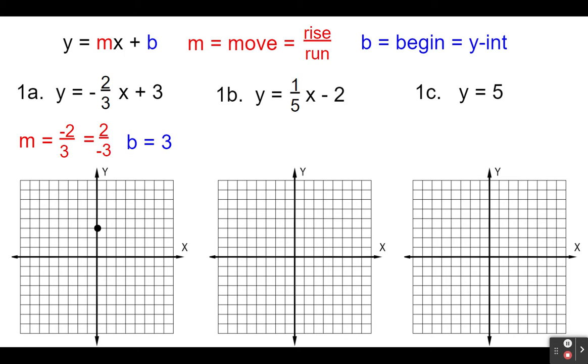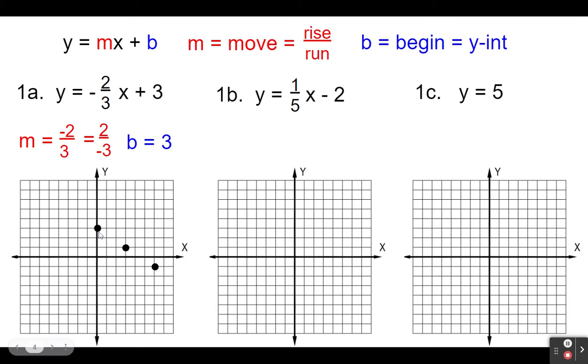So if we rise negative 2, that's going down, and run 3, that's to the right, and put a point. So from your beginning y-intercept, rise and run, and put a point. You can continue to rise and run down 2 and right 3 all the way to the edge of the graph.